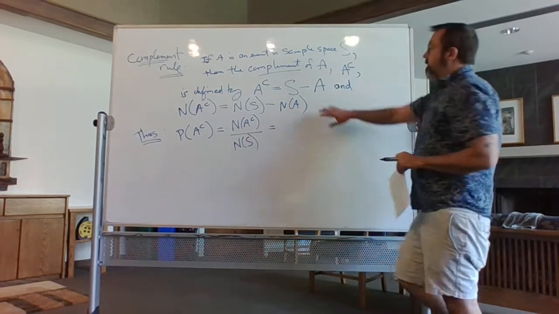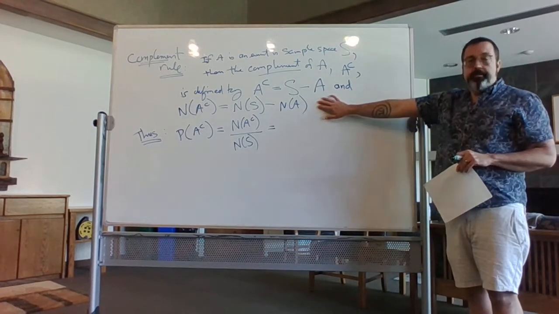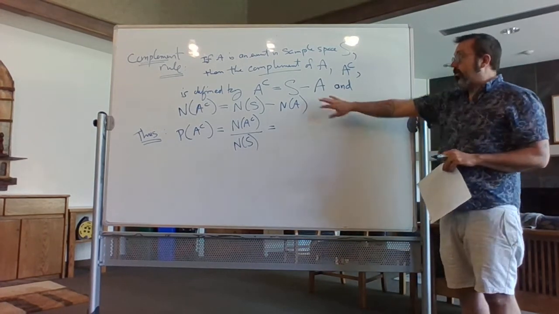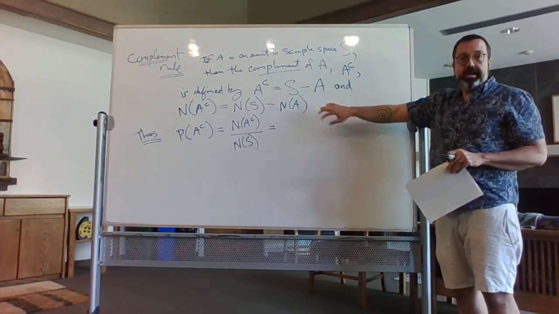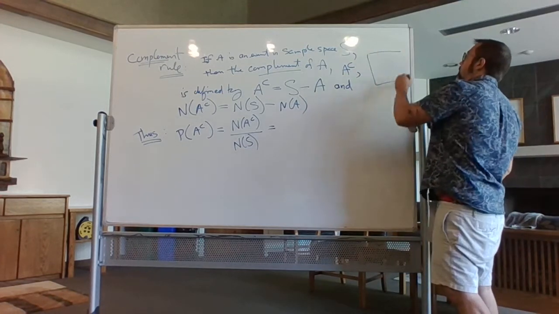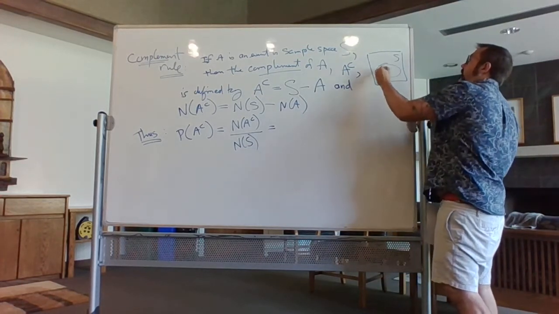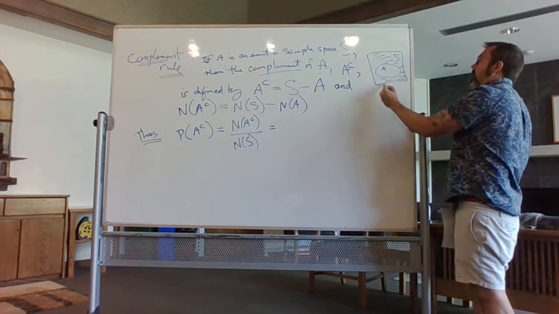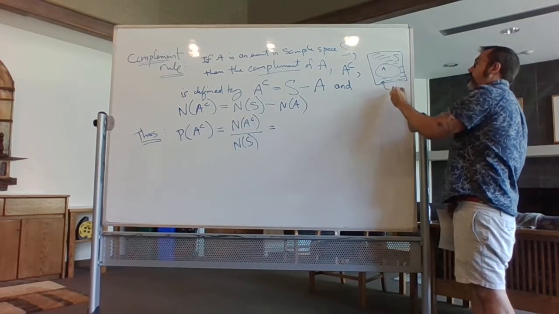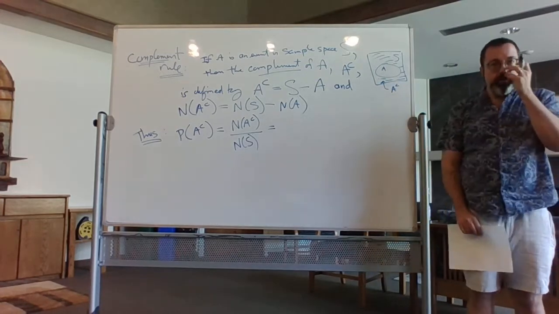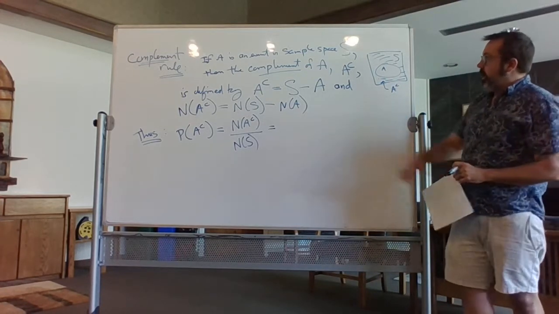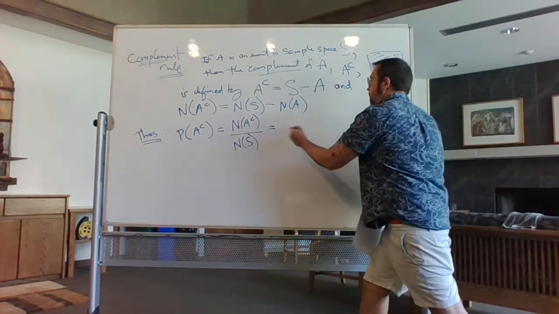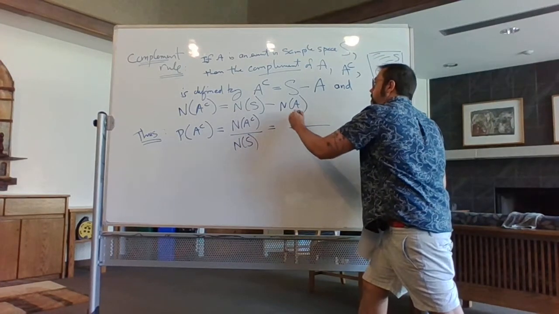But our formula we just determined from the complement rule, which told us how to count the number of elements in the complement, again, this is the stuff going on outside of A, everything in S outside of A would be your A complement, we have this formula, so we can replace our numerator with that formula.